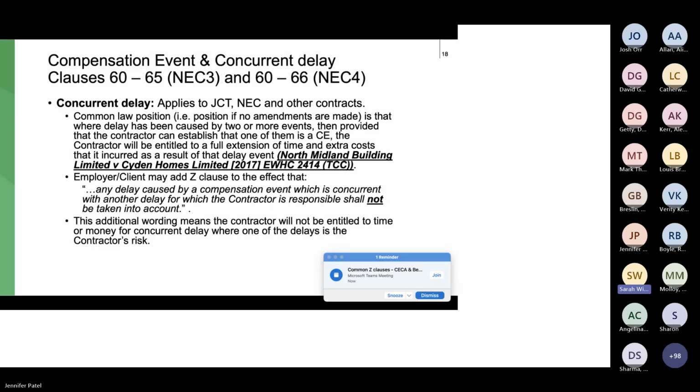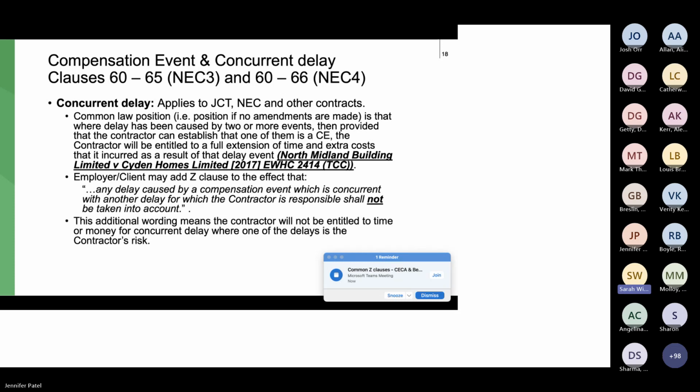Okay, so concurrent delay. Concurrent delay is two delays to a project happening at the same time. And you might think, oh, well, that would be really unusual, but it is amazing how often that actually happens. So again, this is another amendment, another Z clause that we're tending to see as a result of a fairly recent case called North Midland Building and Sidon Homes.